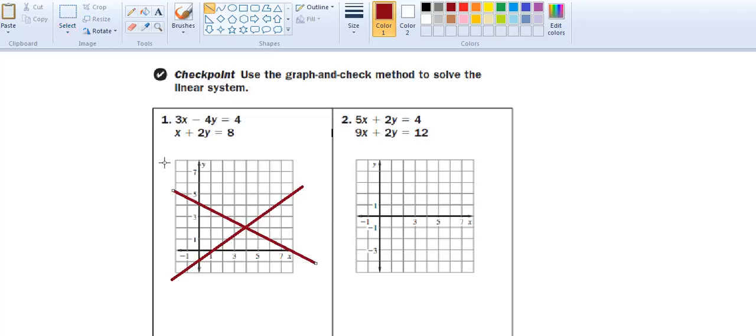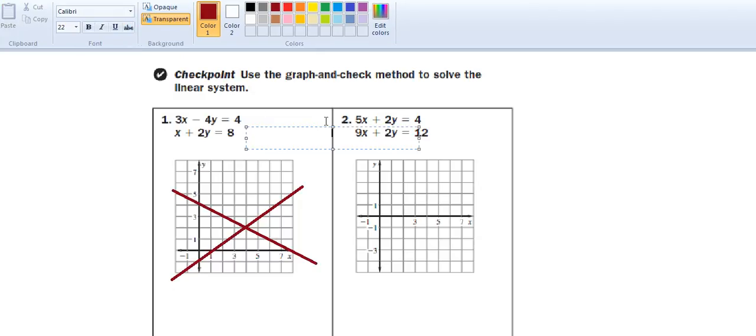Now in the first one, you probably saw that it crosses about at 4, 2. So you'd want to check to make sure that works at 4, 2. And when you do put those back in the solution, you'll see that they work.